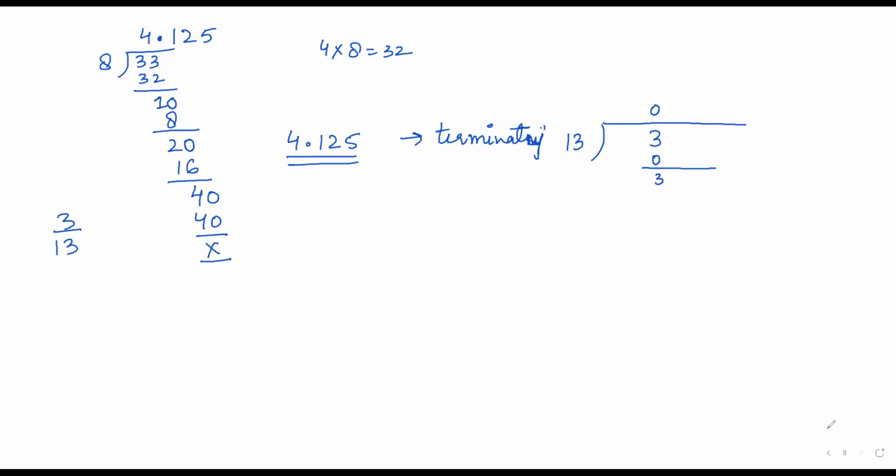I think I should use my next page. It's going to be long. So this is 3 and this is my 13. So 0 times 0, then you have 3 as remainder. Now put a point and make it 30. Now 13 into 2 is 26. This is 4, so make it 40.